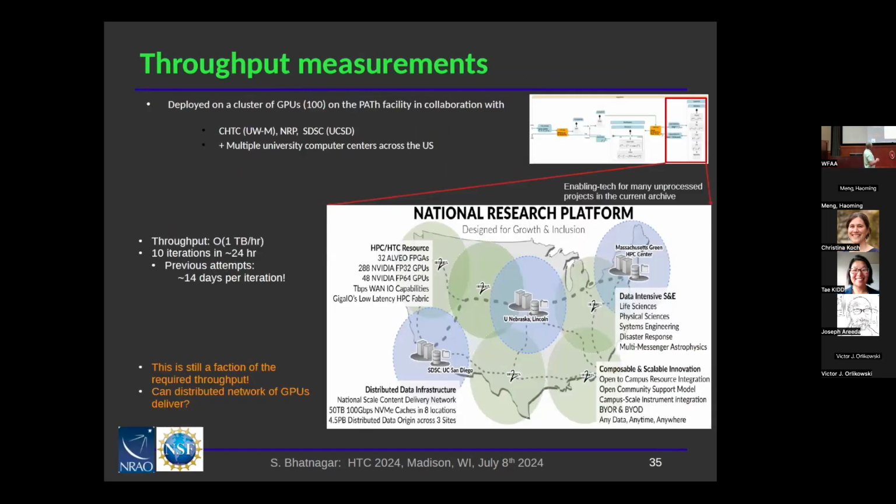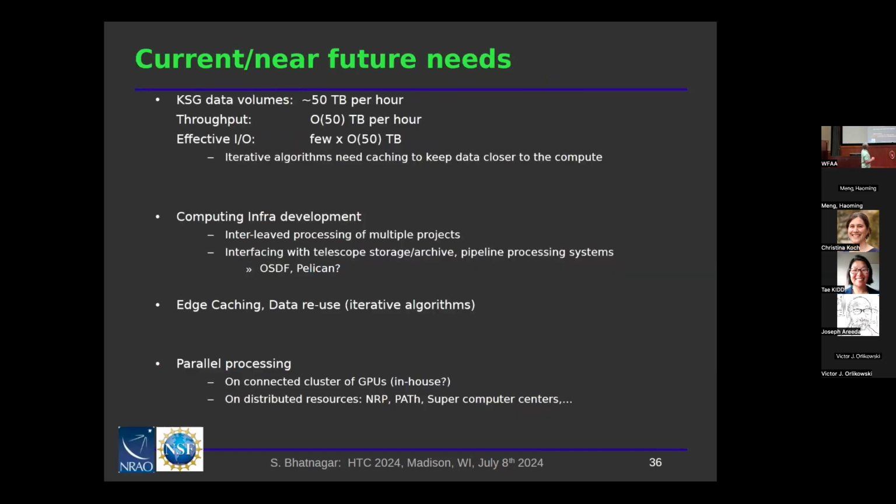We are also trying to deploy the exact same thing that we did with Path directly on NRP. That experiment is actually going on as we speak. We're pretty happy with what we have been able to do, but I think scaling has to be done now. So what are the current and future needs?